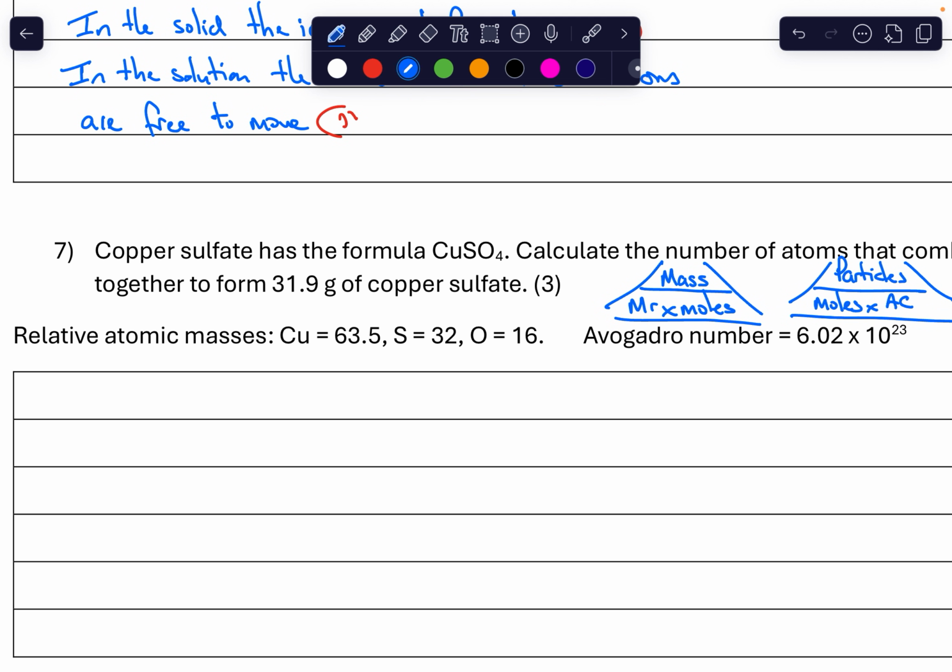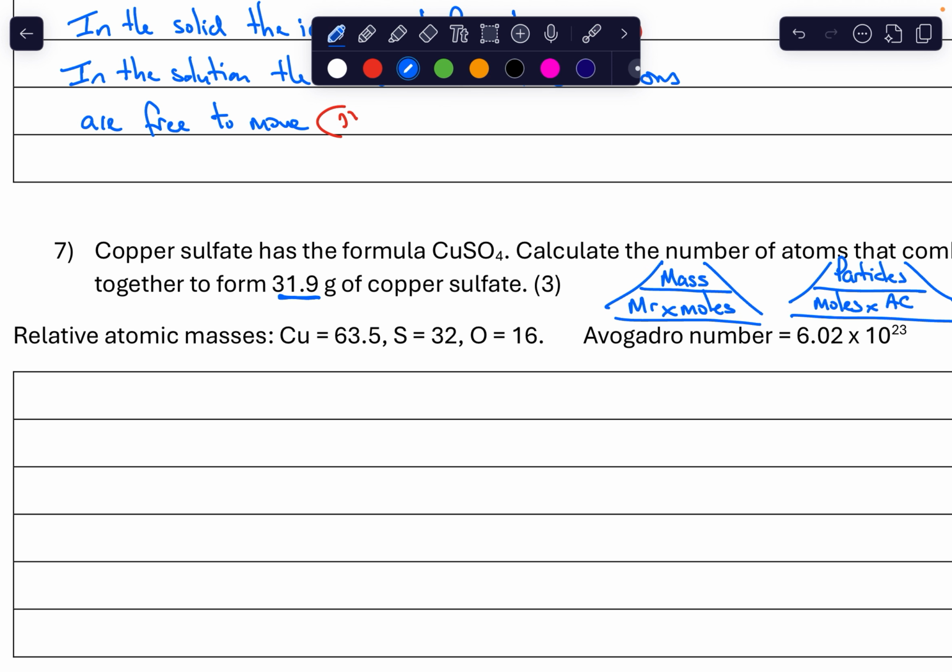First bit of advice for you. Whenever they give us a mass in grams, we always have to convert it to moles. So I'm using this triangle here, and it says moles is the mass divided by the Mr.